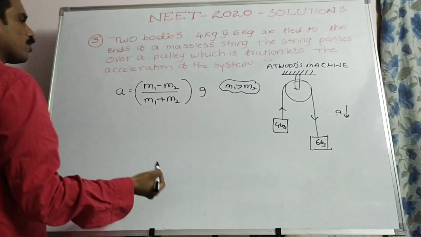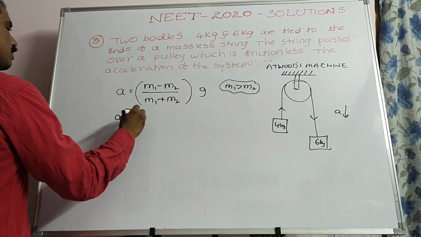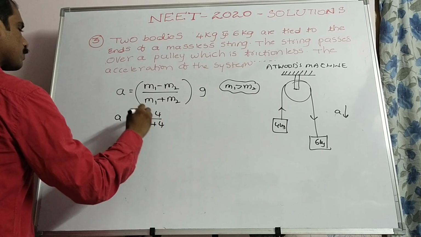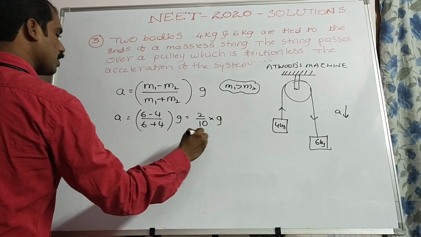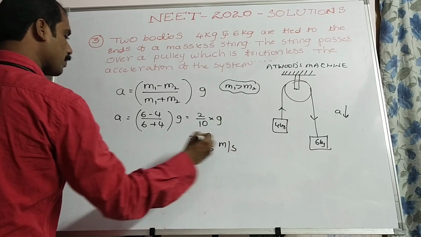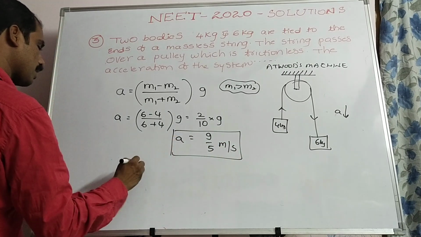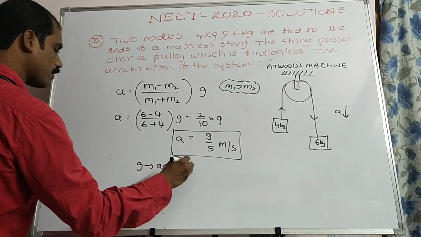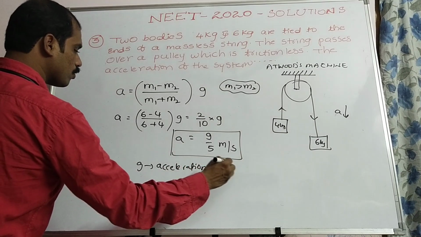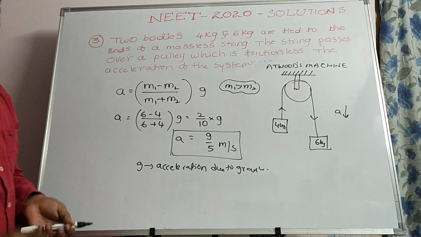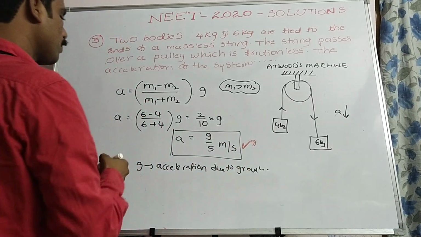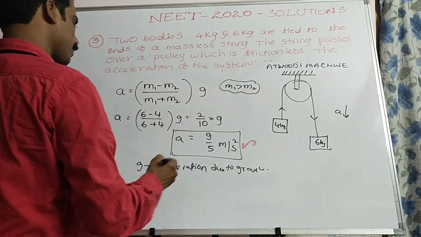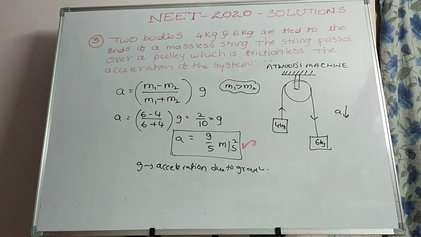According to the Atwood's machine, acceleration a is equal to 6 minus 4 by 6 plus 4 into g, that is equal to 2 by 10 into g, that is equal to g by 5 meter per second square, where g is acceleration due to gravity. So g by 5 meter per second square is the expression for the given question.